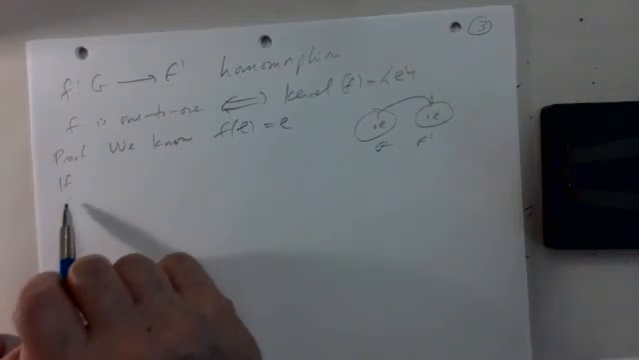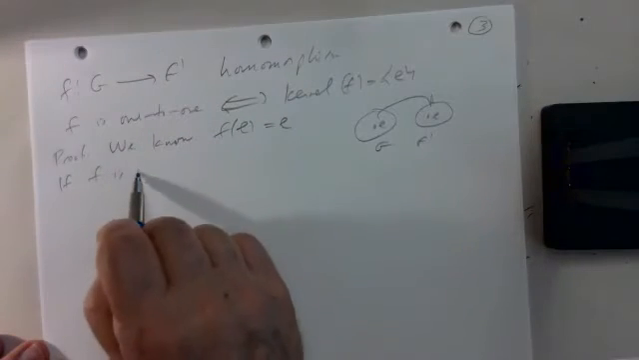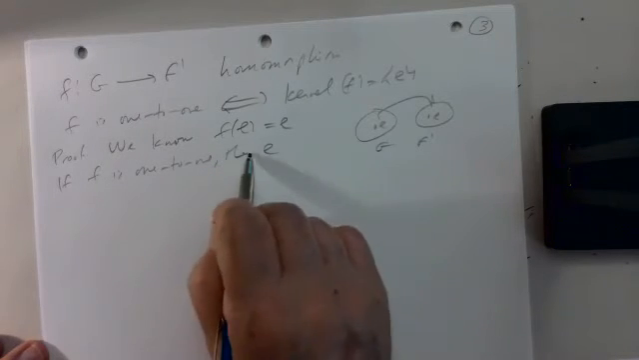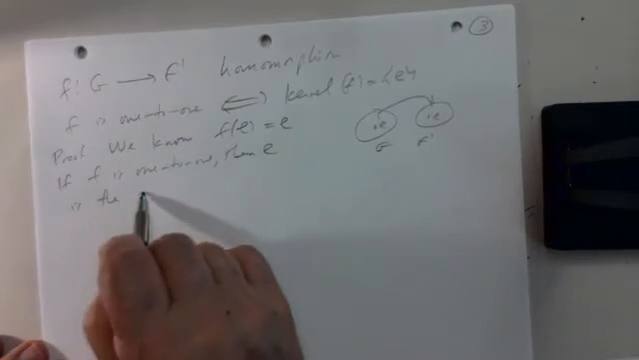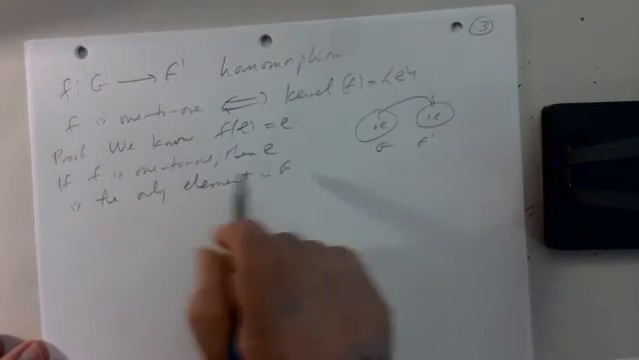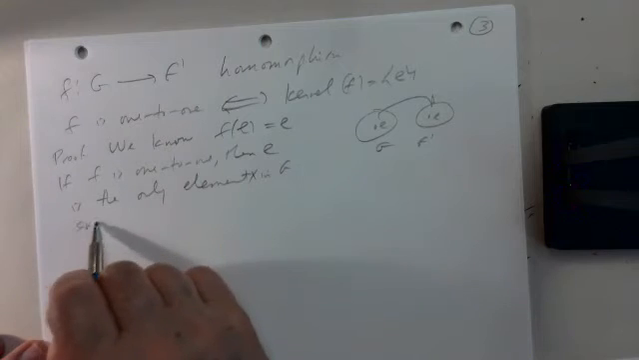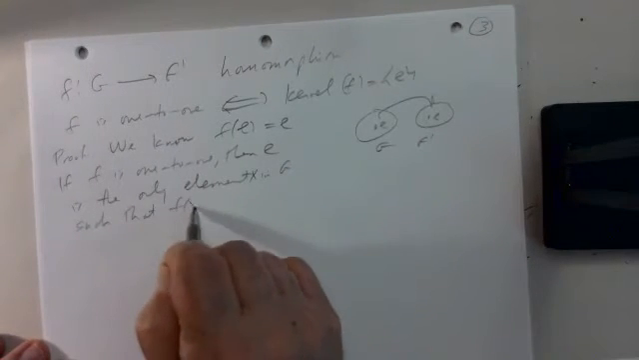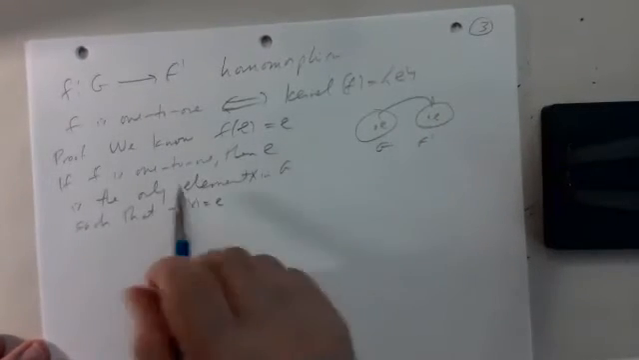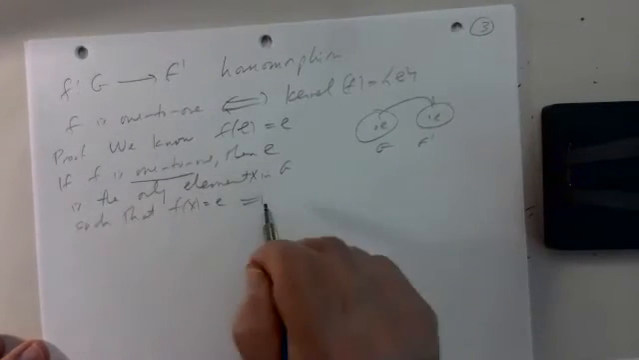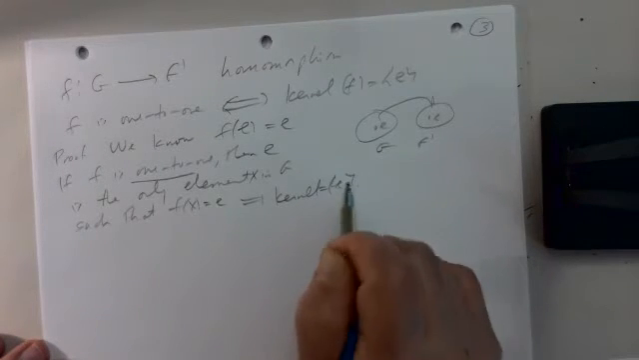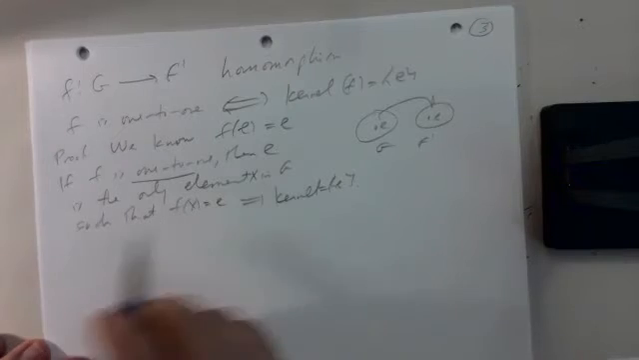So if F is 1-to-1, then E is the only element X in G such that F of X equals E. If you had another element going to E, the function wouldn't be 1-to-1. So therefore, if F is 1-to-1, the kernel is just the identity. Okay, yeah. So far I'm following it.